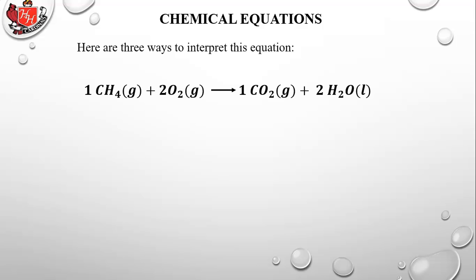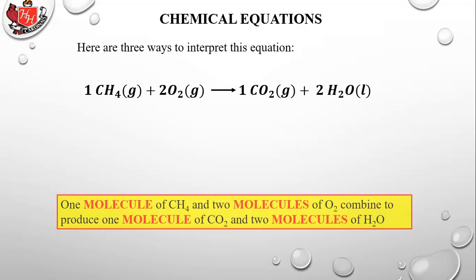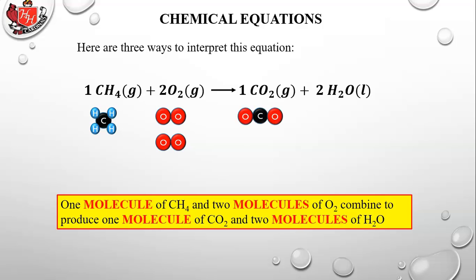Here are 3 ways to interpret a chemical equation. 1 molecule of CH4 and 2 molecules of O2 combine to produce 1 molecule of CO2 and 2 molecules of H2O. So there you see what are called particulate diagrams of those molecules, and that's one way to think of this. It's just an individual number of molecules, and that's the key to chemical equations.